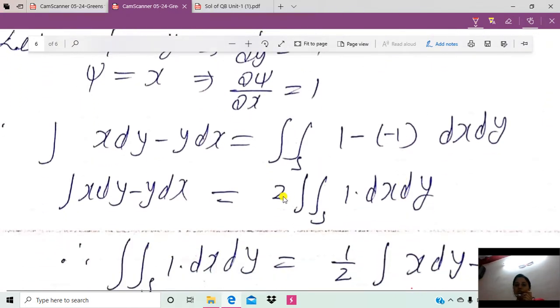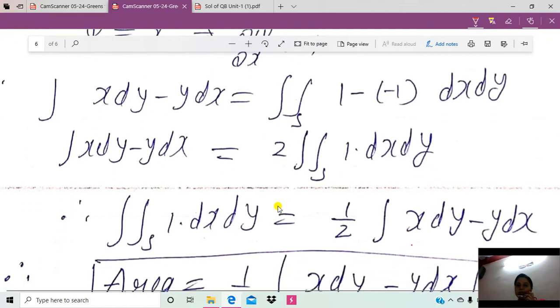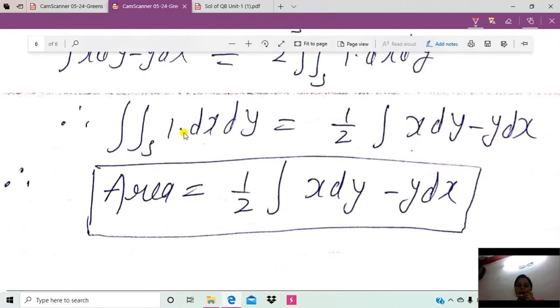from where we can take 2 as common. Therefore we have the equation that single integration of x dy minus y dx is equal to 2 times the double integration of 1 dx dy. Therefore the double integration of 1 dx dy will be half of the integral of x dy minus y dx. We have proved that the double integration of 1 dx dy is equal to half of the single integration of x dy minus y dx. And we all know that this is the formula for finding area. This is the area of a surface.